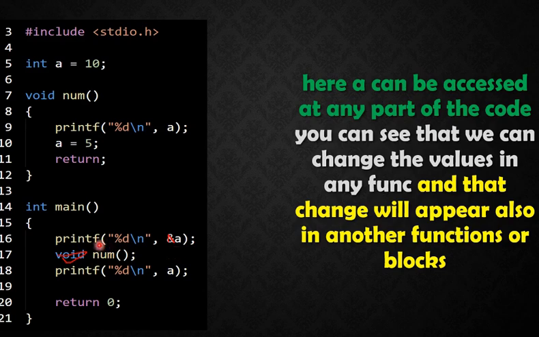Now I am calling the num function. As soon as you call the num function, it will go to line number 7, and after that in line number 9 I am trying to print the value of a. Again the value of a will be 10 only because it is a global variable. Now as you can see, we can fetch the data inside any function.